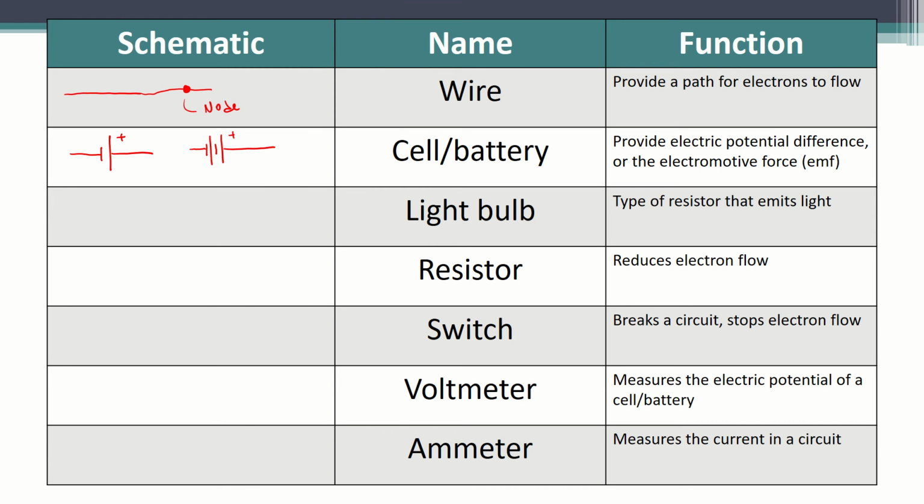Then we have a light bulb. Now for the light bulb, again, we have a couple of ways we can represent this. The simplest way is just draw a circle and then draw a cross or an X through it, and then you can draw two leads from either side, showing that that's a light bulb.